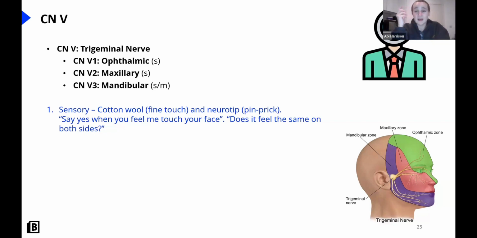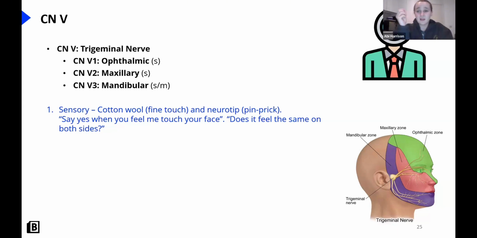So when I'm testing that, I'll test above the eyebrows. Your second division supplies your cheek, nostril, upper lip, upper teeth, gums. So when I test that, I'll test it over the zygoma here. And then your mandibular division provides sensation to the lower part of your face, so mouth, lower teeth, lower gums, jaw, chin. So I'll test it on either side of the midline here. The trick with sensation is to test 2 components, so pinprick and fine touch. Pinprick with the neurotip, and fine touch with cotton wool.